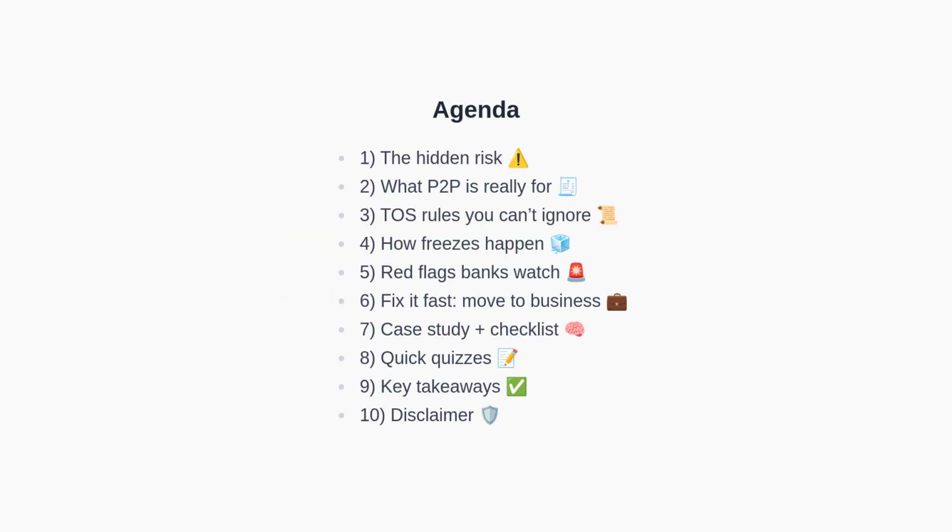Here is our roadmap. First, we outline the hidden risk in P2P apps. Next, we clarify the intended use of these services. Then, we cover bank terms of service. After that, we show how freezes and bans typically happen and the red flags banks monitor. Subsequently, we provide an action plan to switch to a proper business account, followed by a brief case study and a practical checklist. Finally, we test your knowledge with quick quizzes, wrap up key takeaways, and close with a disclaimer.